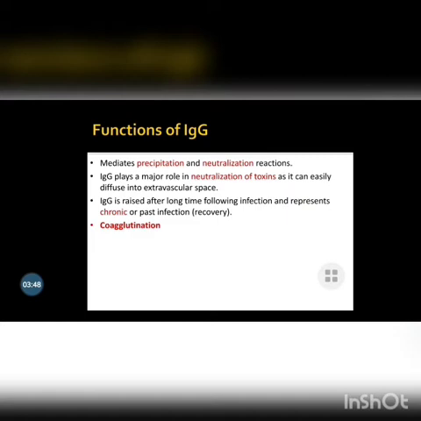And it also initiates the opsonization process, which is used to destroy foreign particles through phagocytosis. And apart from all these functions, IgG is the only antibody known to be present in infants for the first few months of their lives.